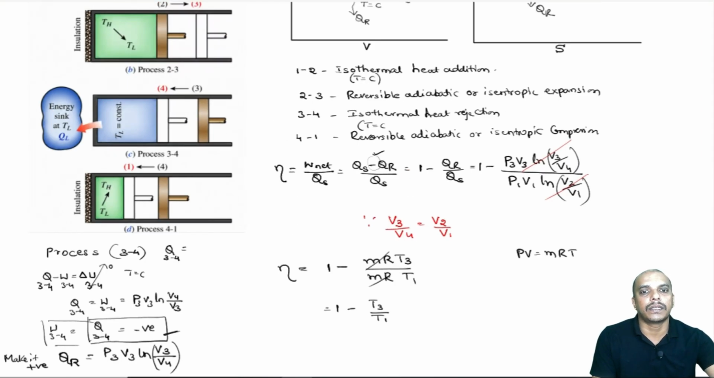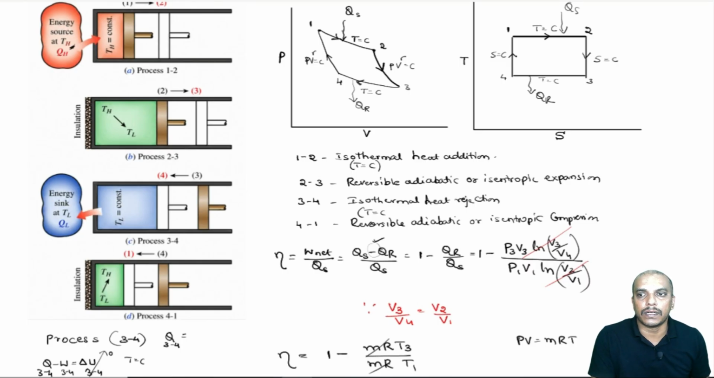Now, go back here. What are this T3 and T1? Our T3 is equal to T4. This is our lower temperature, the temperature at which you are rejecting the heat. Similarly, here is the temperature at which heat is supplied. So, TH is equal to T1 is equal to T2, correct.